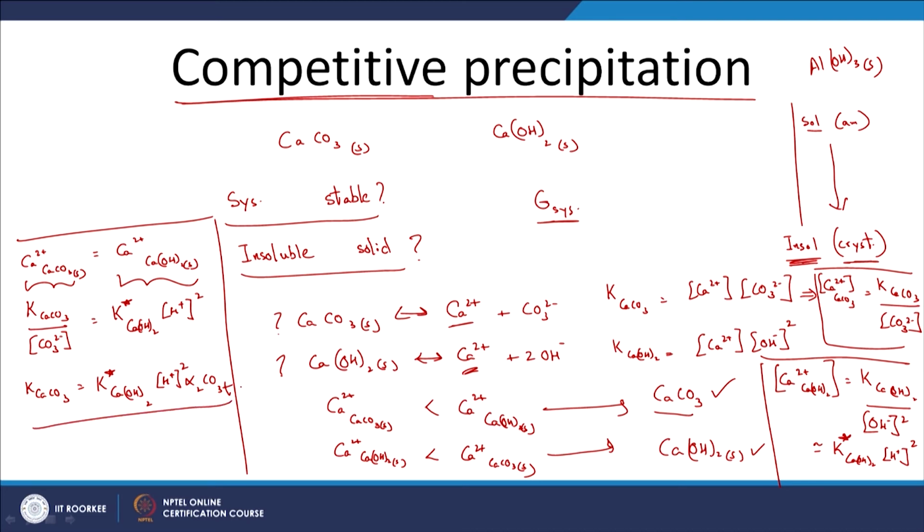So let me just write that down for the sake of clarity. What is alpha 2 now? Alpha 2 is nothing but CO3 2 minus by H2CO3 plus HCO3 minus plus CO3 2 minus, which is nothing but CO3 total. So the concentration of CO3 2 minus is alpha 2, the third ionization fraction, times the CO3 total, and that's what we have here. When this particular relationship is met, you will have both the solids precipitating out.